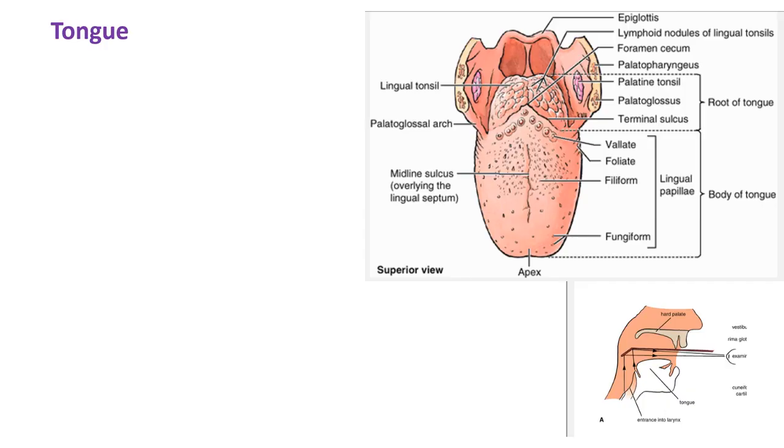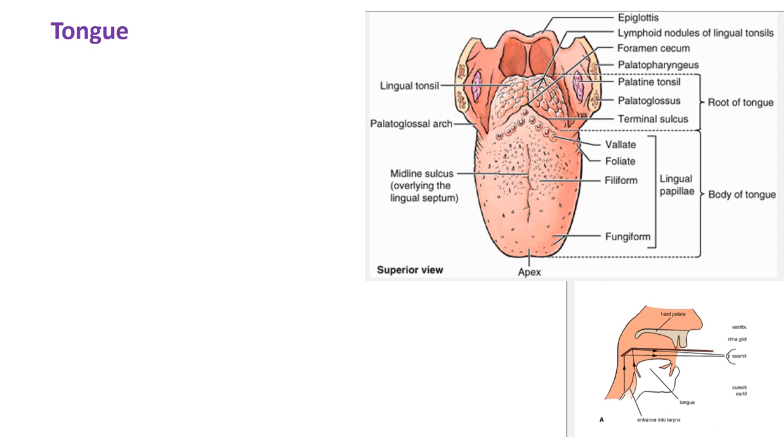Now let's start with what is the focus of this lecture, the tongue. The tongue is a mobile muscular organ which forms a part of the floor of the oral cavity. When you open your mouth wide and look at yourself in the mirror, what you see is the dorsum of the tongue, or the anterior two-thirds of the tongue, or the body of the tongue. Now let's explain these parts.